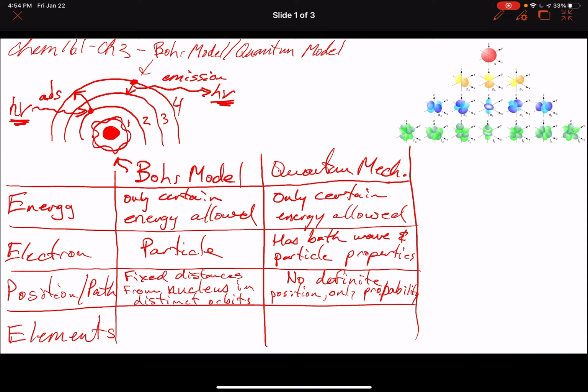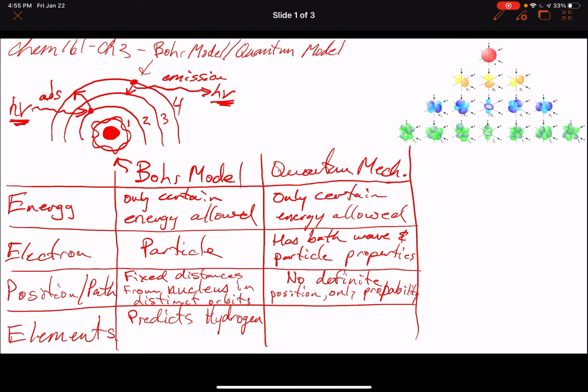Okay, and lastly, in the Bohr model, as far as the elements that it applies to, the Bohr model only predicts properties and data for the hydrogen model, for the hydrogen element.